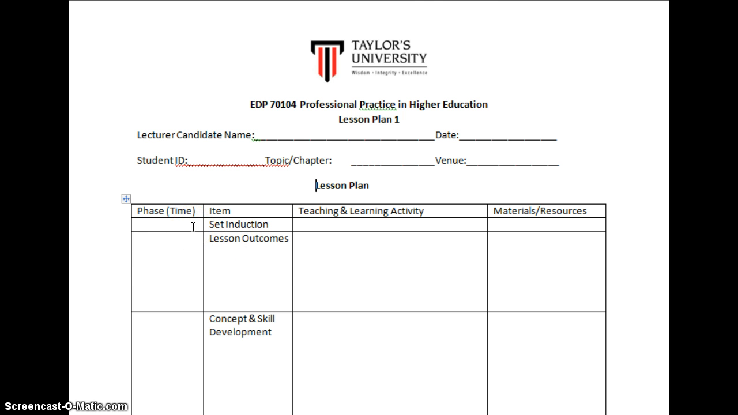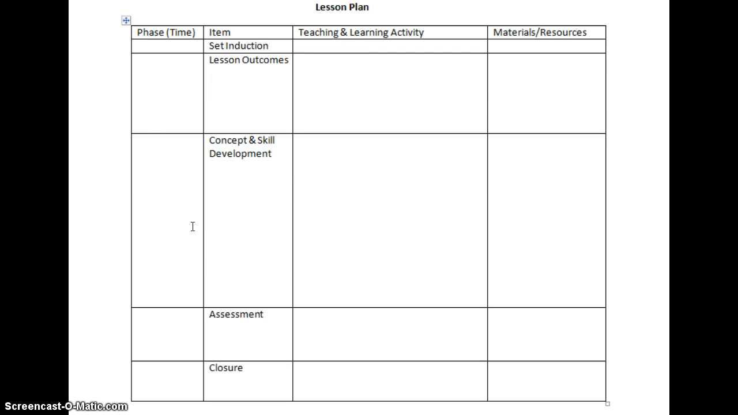Alright, so this is the lesson plan and how it looks like. We have actually put in these titles here, these headings, to guide you. The first column is for phase or time, second column is item, third column is teaching and learning activity, and the fourth column is on materials or resources that you use.